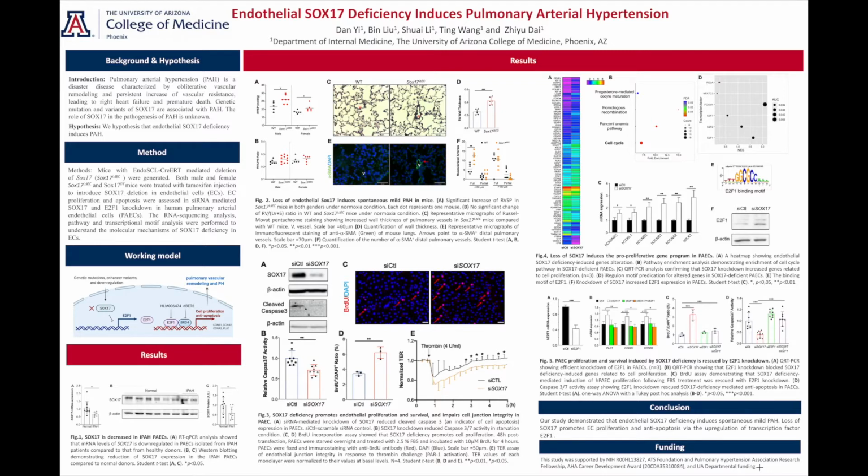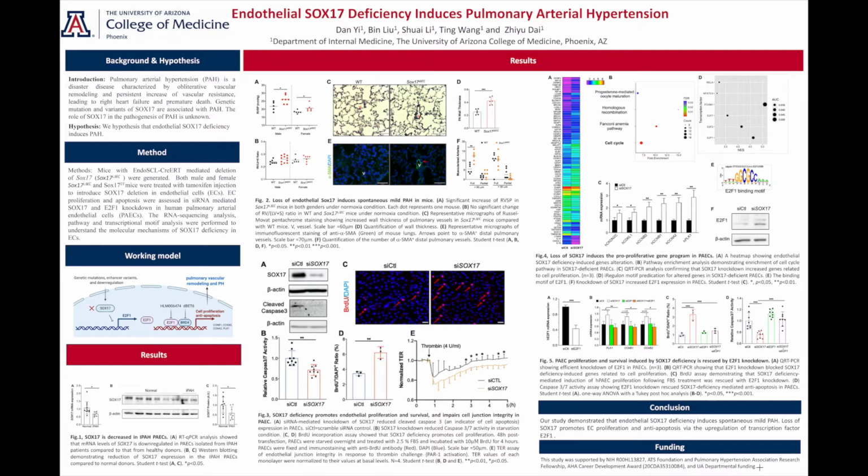Today my topic is endothelial SOX17 deficiency induces pulmonary arterial hypertension. Pulmonary arterial hypertension is characterized by the progressive increase of pulmonary vascular resistance and pulmonary vascular remodeling, leading to right heart failure and death. Genetic mutation and variants of SOX17 are associated with pulmonary arterial hypertension, but the role of SOX17 in the pathogenesis of PH is unknown.